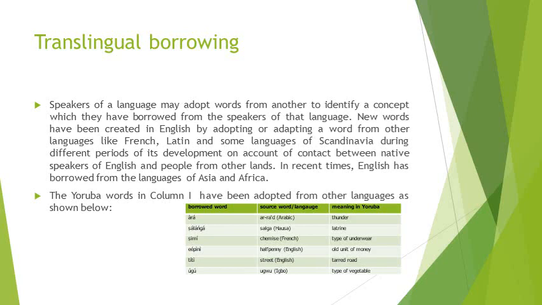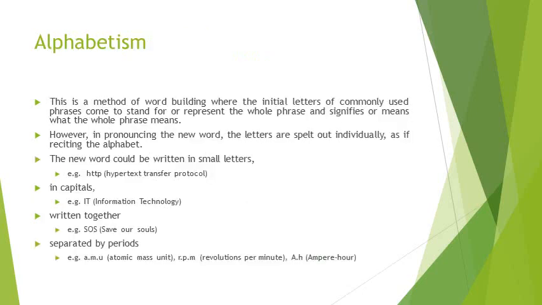Another borrowed word is ugu in Yoruba. It comes from the Igbo word ugu. It's a type of vegetable. Now, it's not only in Yoruba that words are borrowed. Even in Hausa, the word lantiriki, which means electricity, was borrowed from the word electricity in English. Now let's start with the first word. We've considered translingual borrowing. We'll move on to alphabetism.